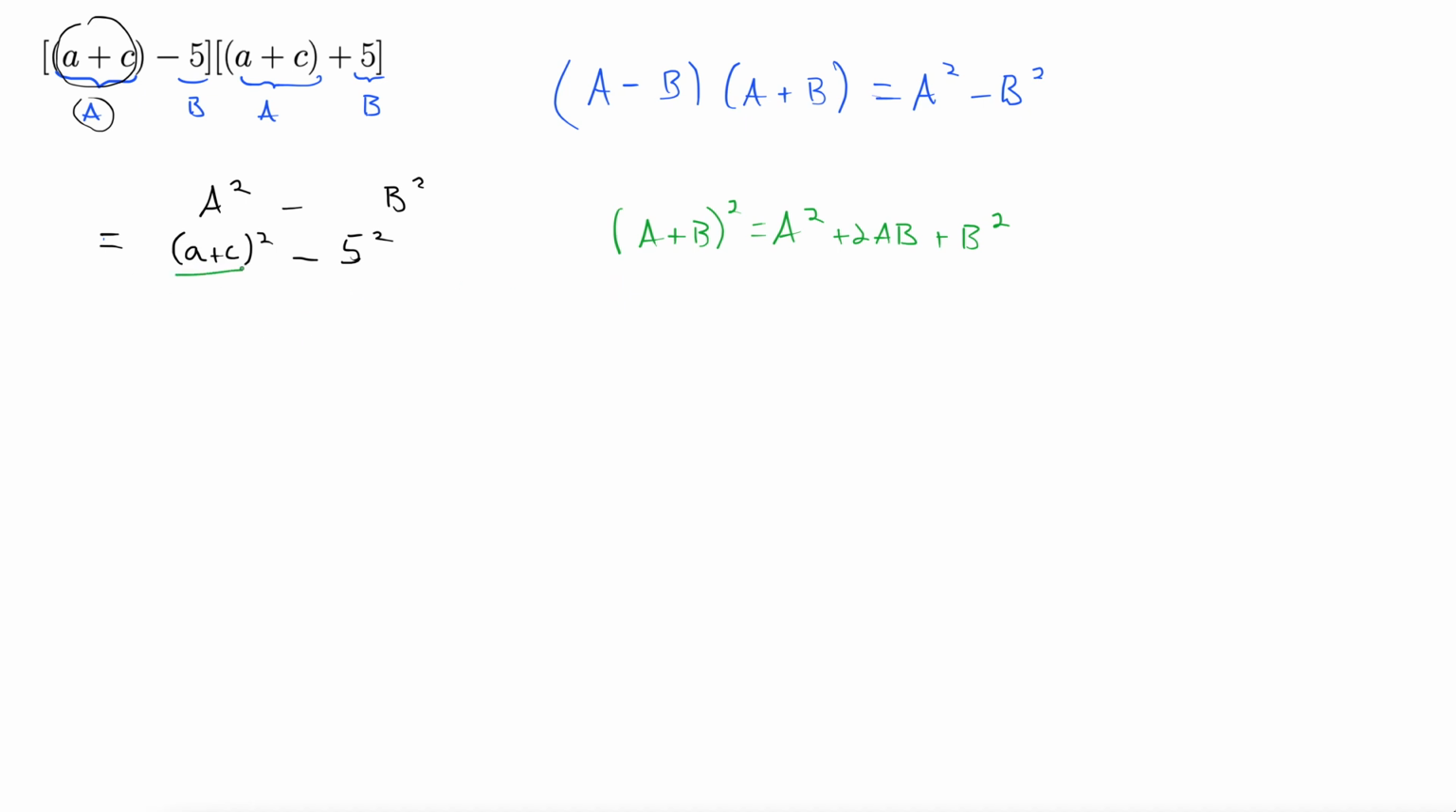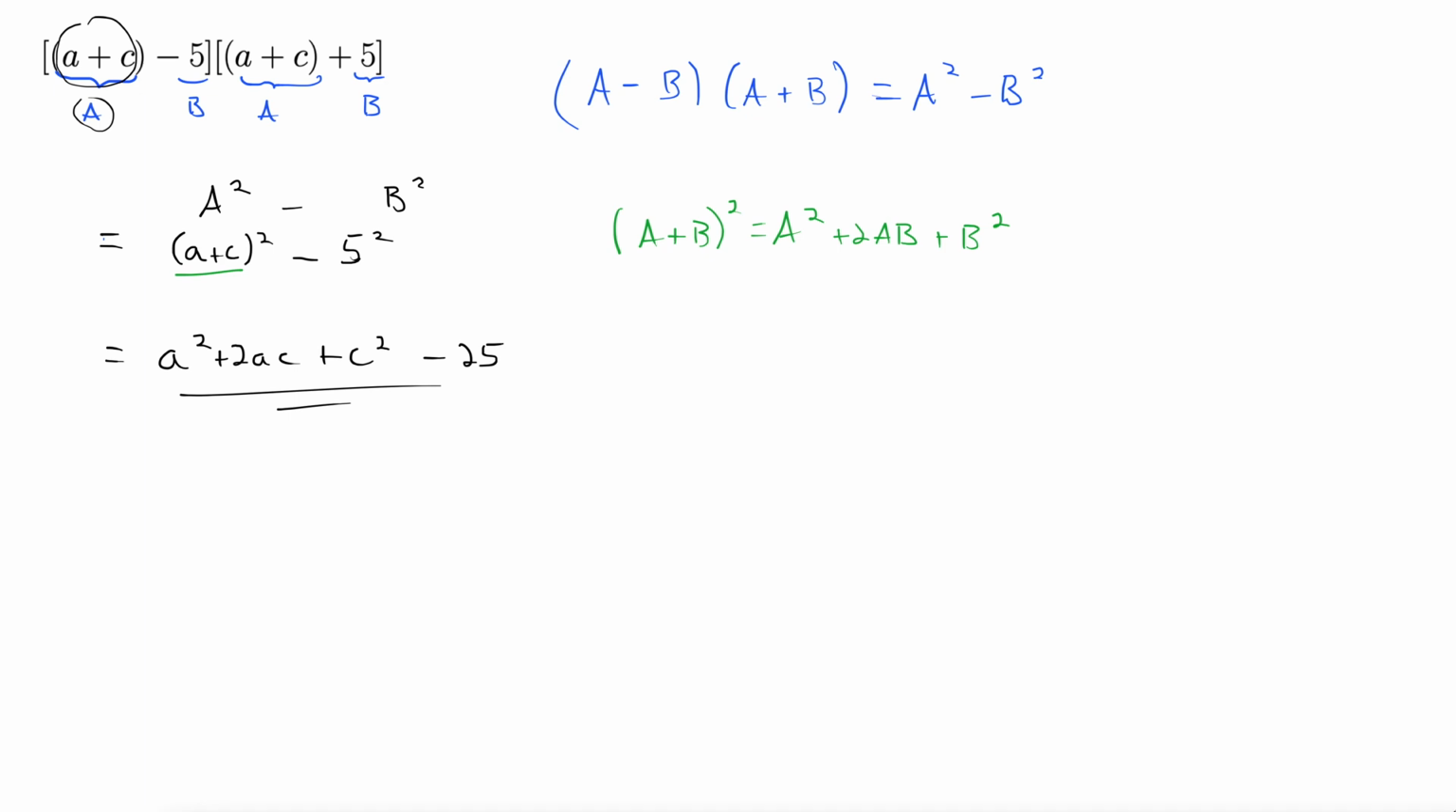We're going to use that on this term here, a plus c. So that gives us a squared plus 2ac plus c squared, and then minus 5 squared, which is 25. Give that a quick check over. Make sure we can't combine any like terms. I'm not seeing anything, so that is our final answer.